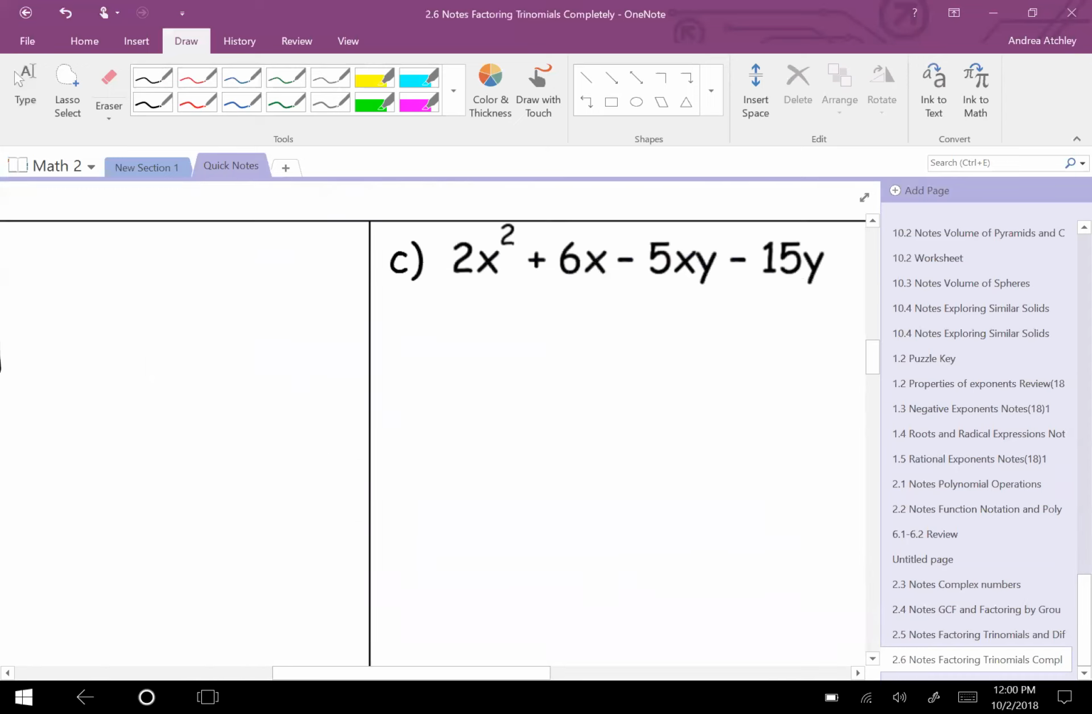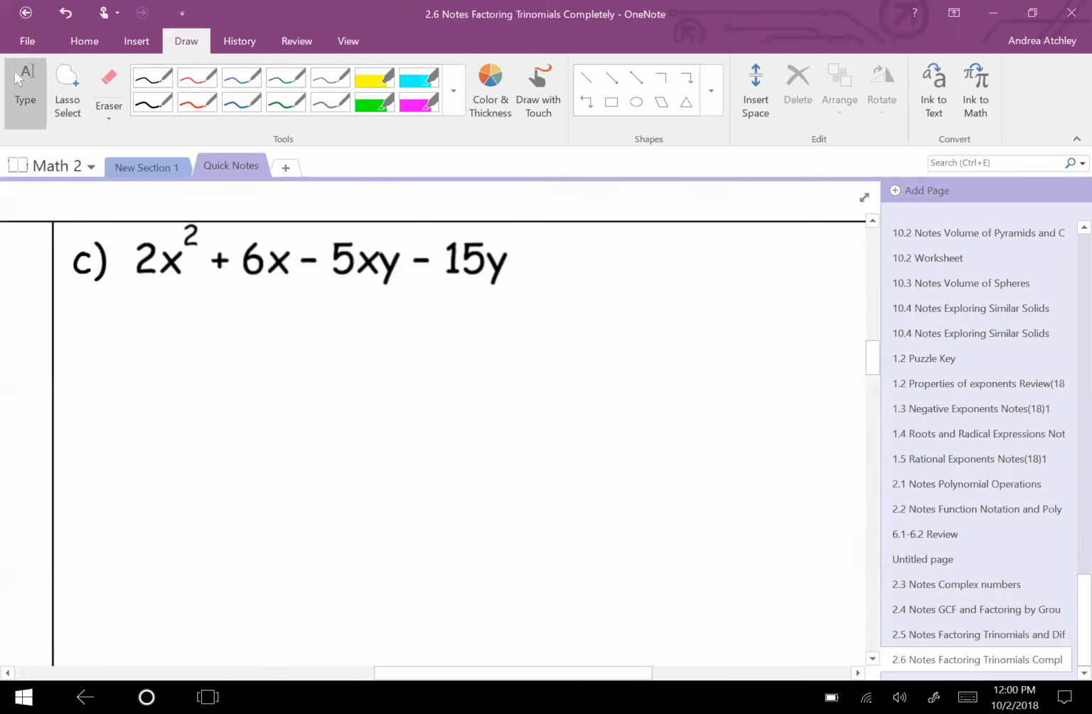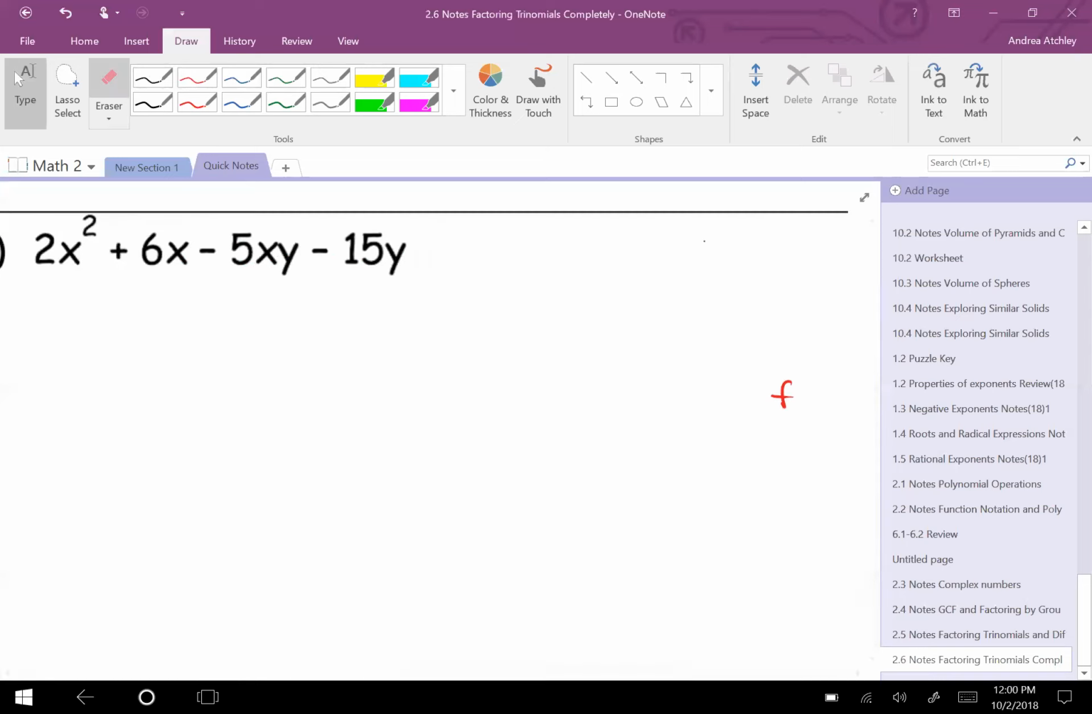Okay, C. Is there something that can all be divided by? They're not all even. They're not all divisible by 5. 5 is prime, so I can't do anything there. Okay, there are 4 terms. That means you need to factor by grouping.